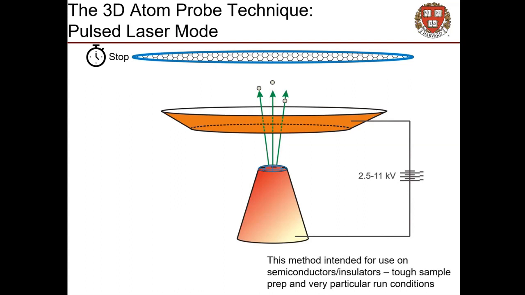It also works just fine on metals, and in fact is probably the more common way of performing atom probe, at least in research settings these days. However, it does introduce some additional sample prep considerations, and it adds another tuning parameter when you're actually running the instrument, with quite substantial implications for your data quality.